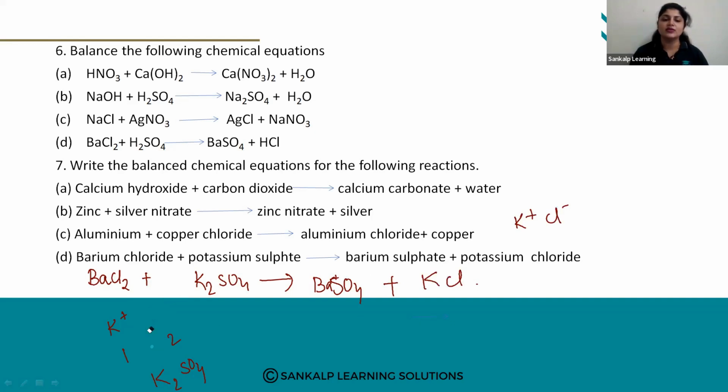How do we balance it now? Barium is 1, chloride are 2, here chloride is 1. So I can write here 2, right? 2 KCl. Now the K's are 2, both sides are the same. Then check the oxygen. So is it balanced now? Just check. It is balanced. So it is a balanced equation.